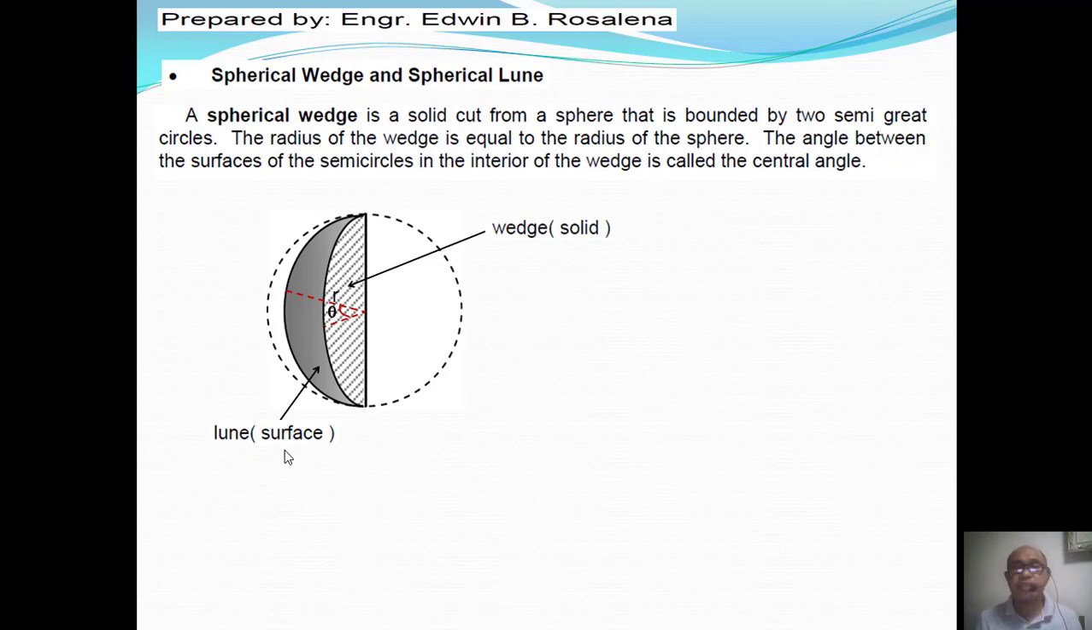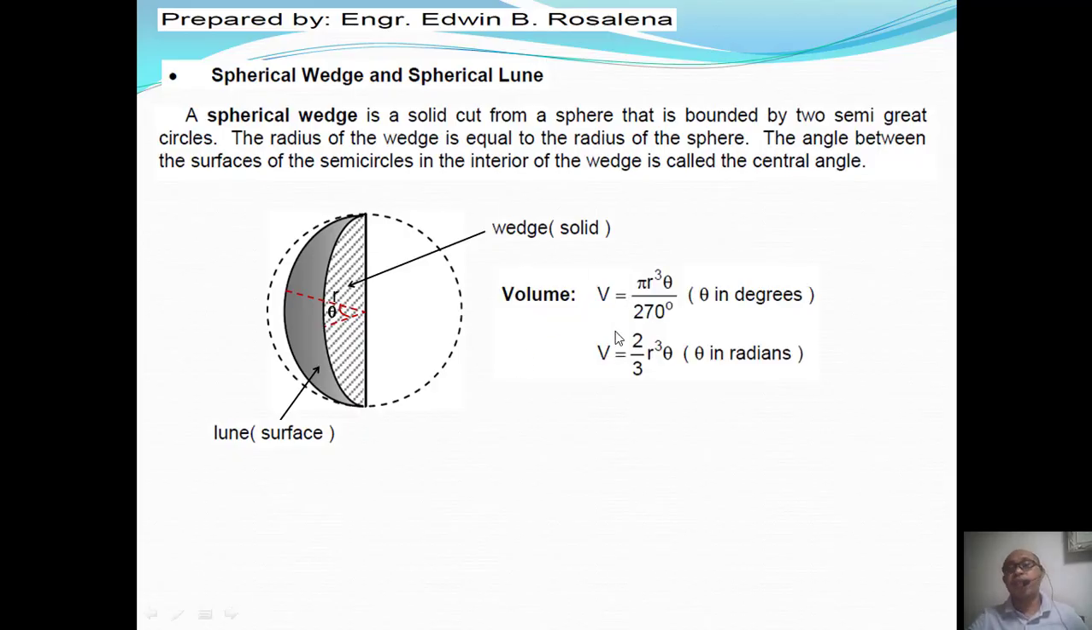Okay. So what are the formulas that can be applied if in case we have problems involving spherical wedge and spherical loon? Okay, so I will not derive the formula, but we can just use it now. I will show it first. So the volume is equal to pi r cubed theta over 270 degrees, if our angle theta is in degrees. And then volume is equal to 2/3 pi r cubed theta if theta is in radians.